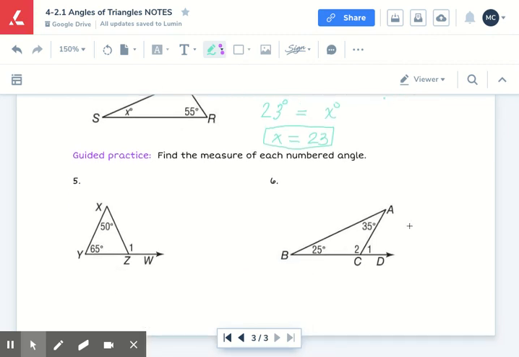All right, 2 more guided practice problems. So at this point, you're going to pause the video, try these 2 problems, and then come back and see how you did.